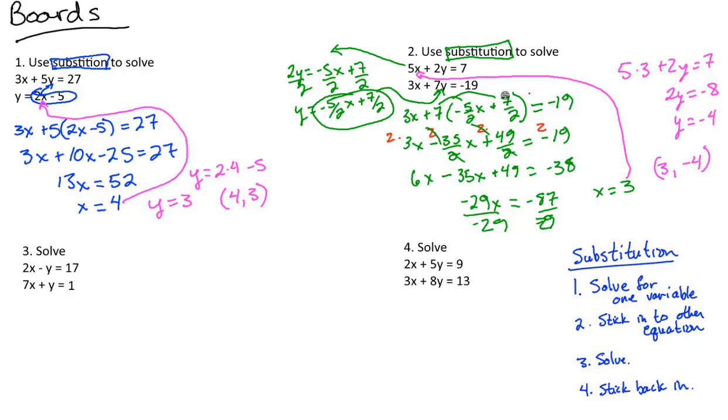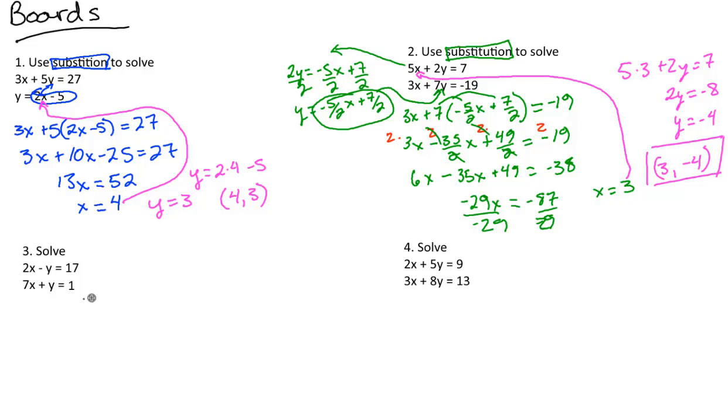Does that really work in both of them? 5 times 3, 15, plus a negative 8, indeed equals 7. 3 times 3 is 9, plus a negative 28 equals 19. This is the one and only point that works in both equations. So yes, indeed. All right, let's see if this one is any nicer.